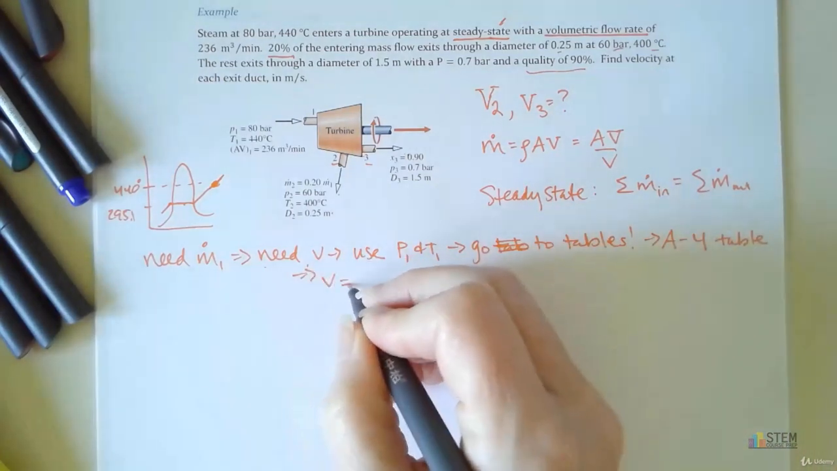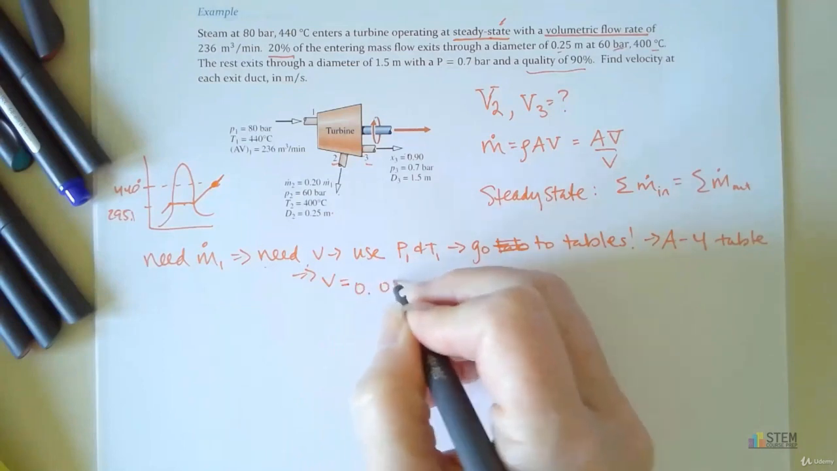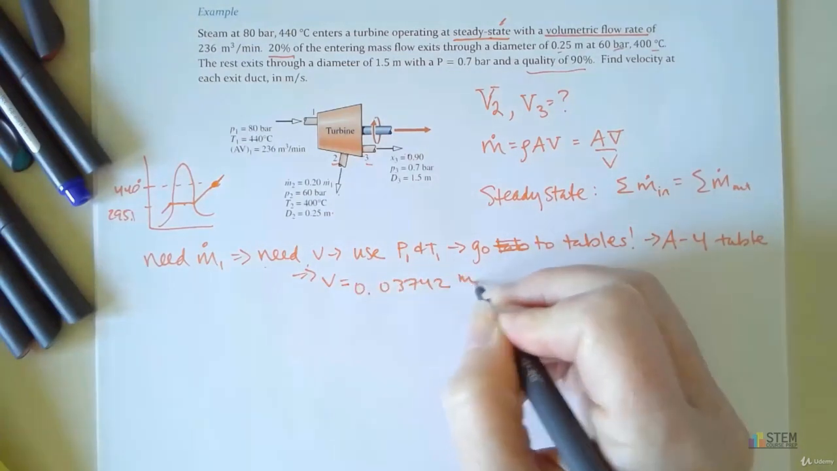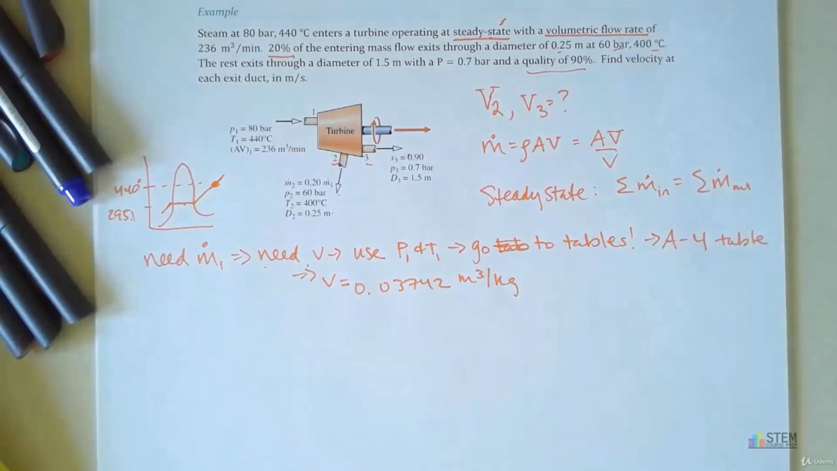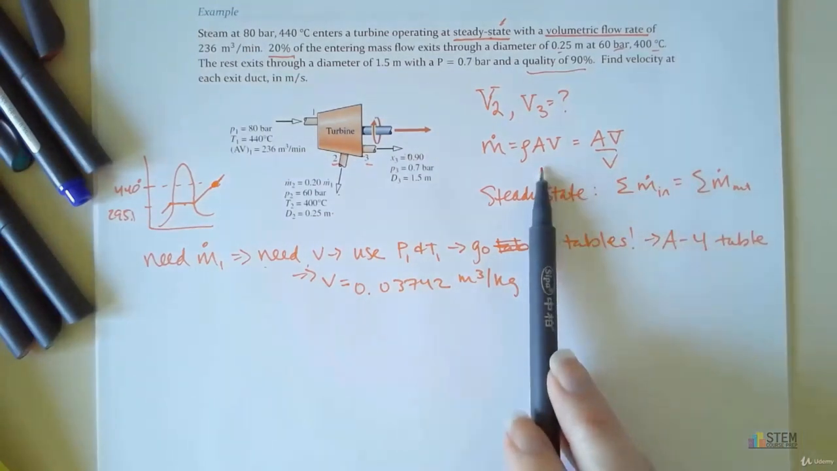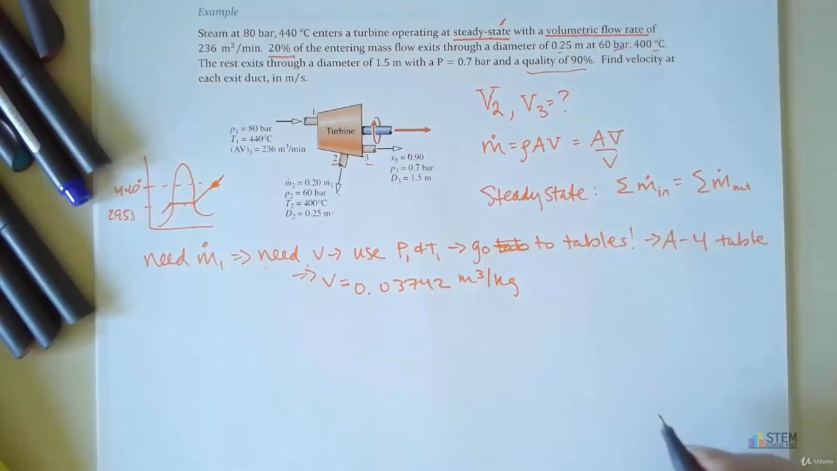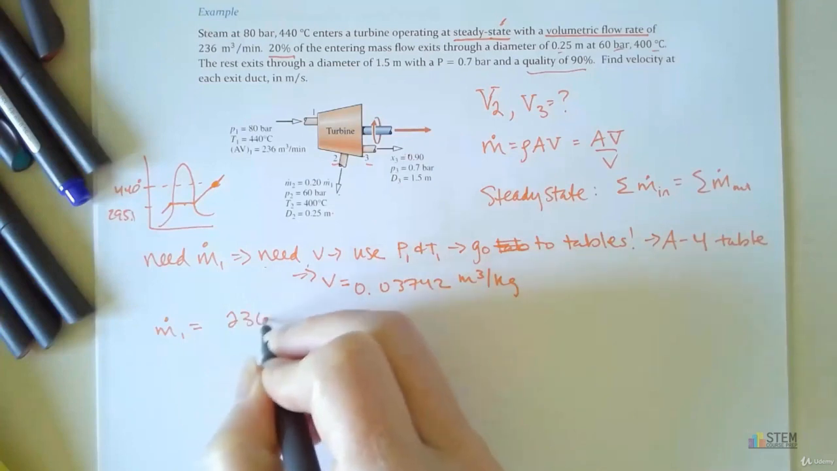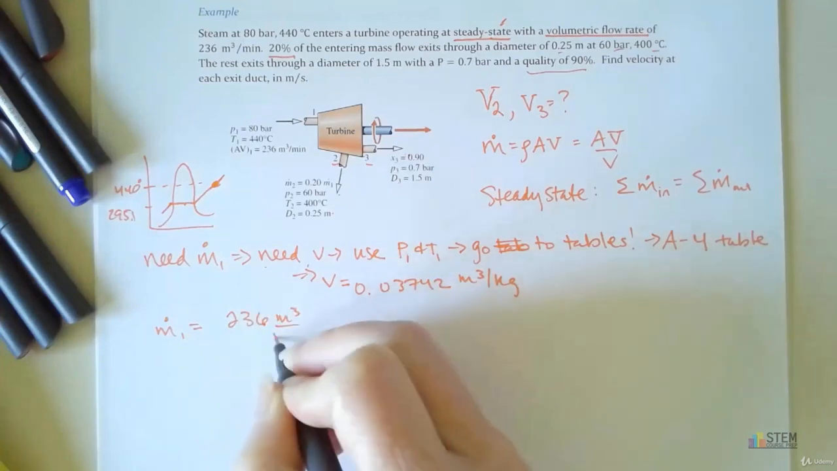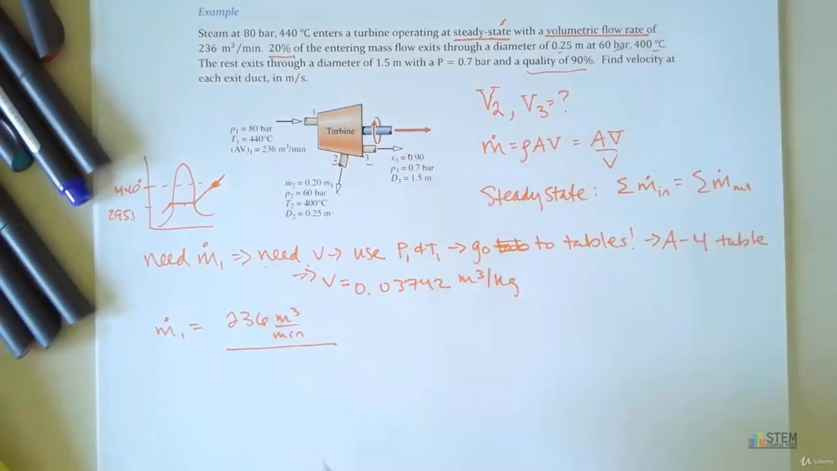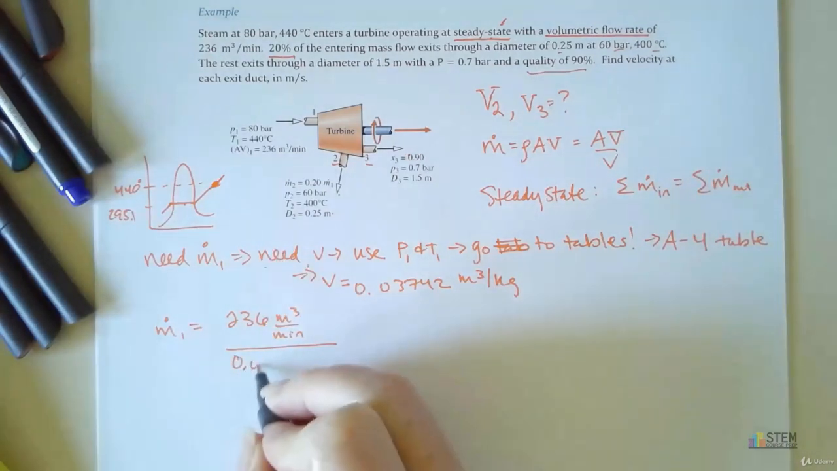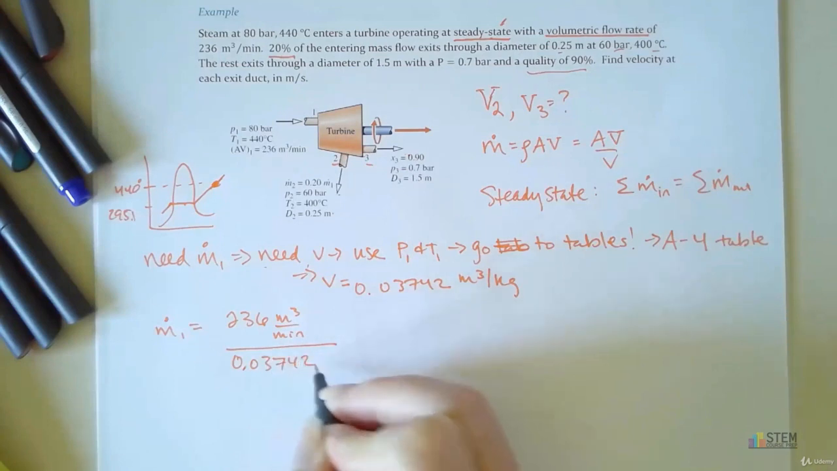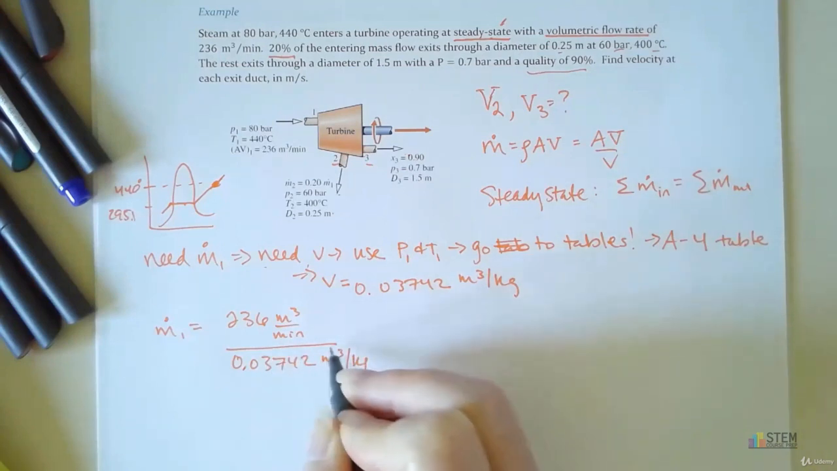And V, we said, was 0.03742 cubic meter per kilogram. Now that we've got that, let's use it in the mass flow rate equation. M1 dot is going to be 236 cubic meters per minute, and we're going to put that over V, 0.03742 cubic meters per kilogram.